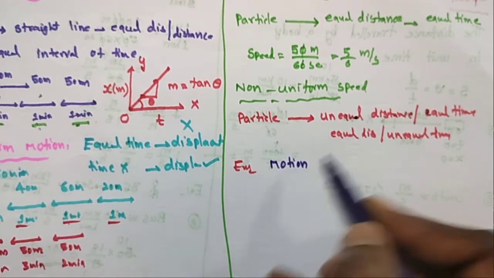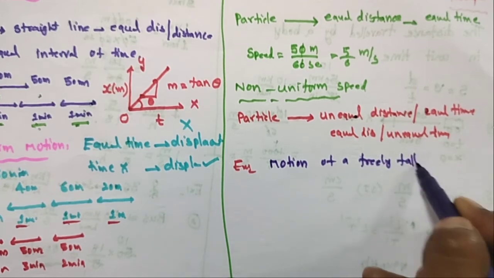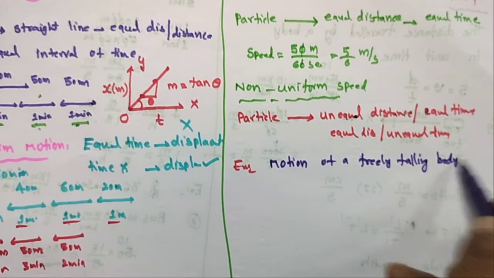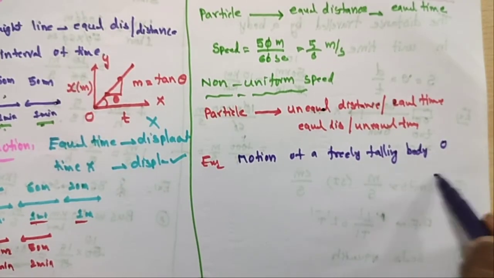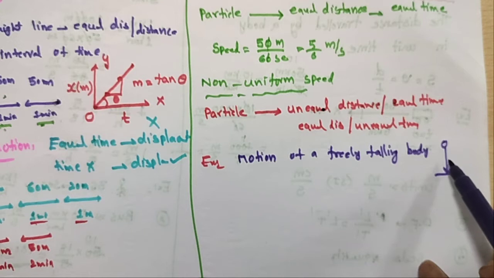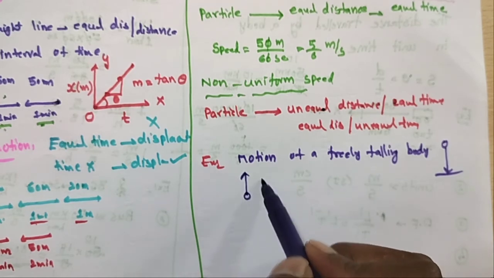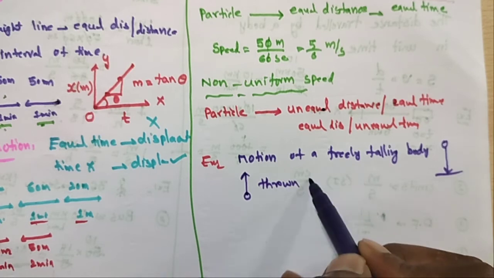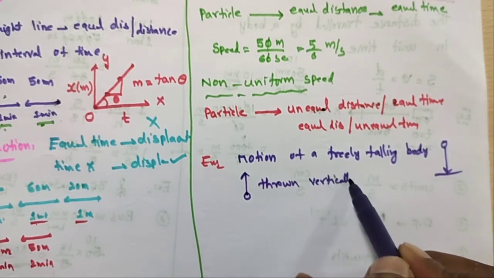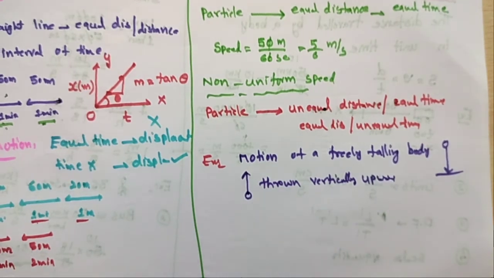A very good example of non-uniform speed in daily life is the motion of a freely falling body. So this is one object, it is freely falling and reaches the ground. It is a freely falling body, so it maintains a non-uniform speed. And suppose the motion of a body thrown vertically upward. It is also non-uniform speed.